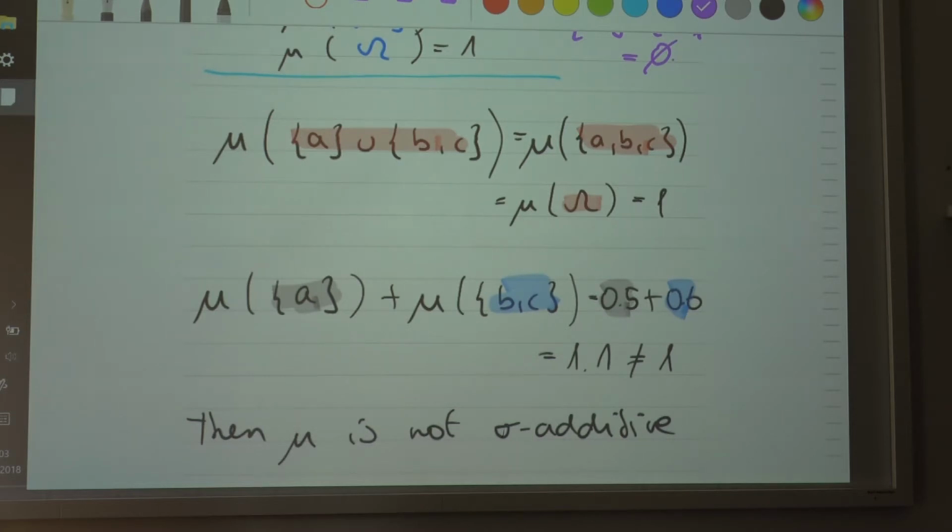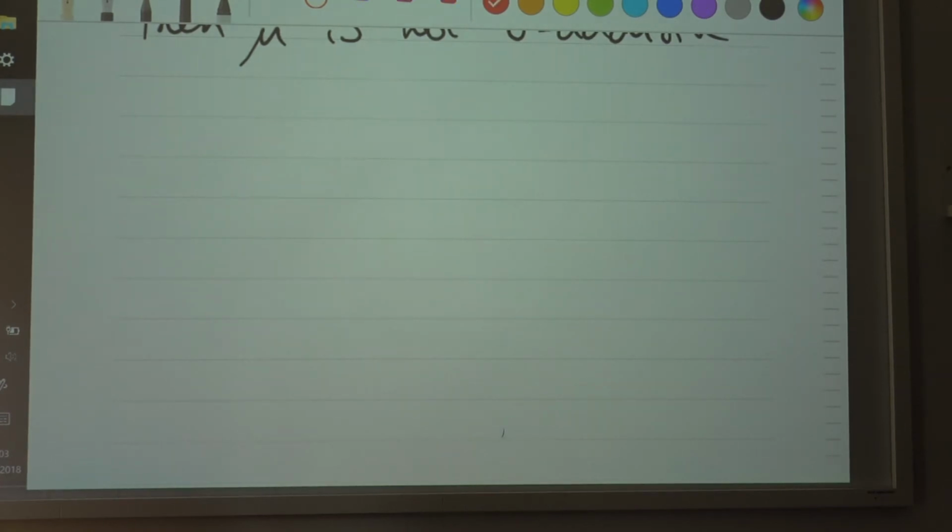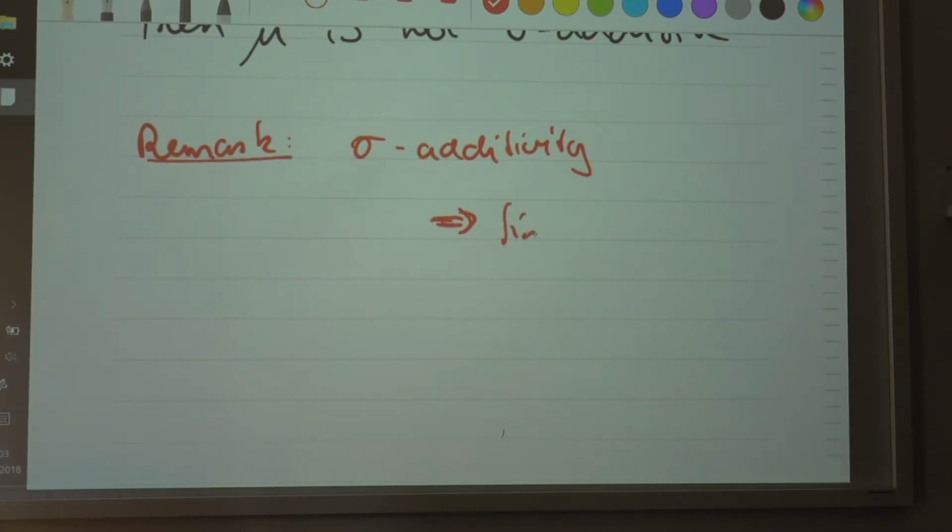Why is it sigma additive and why is it not sigma additive, but it is pairwise additive? It is pairwise additive. It's not pairwise additive either. Okay, so if a function, let me just give this remark. If a function is sigma additive, then sigma additivity always implies finite additivity. And finite additivity, on the other hand, is equivalent to pairwise additivity.